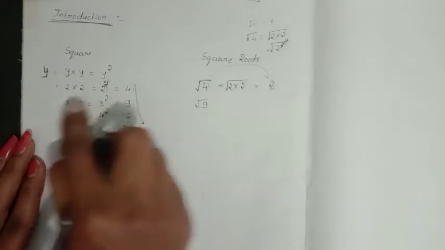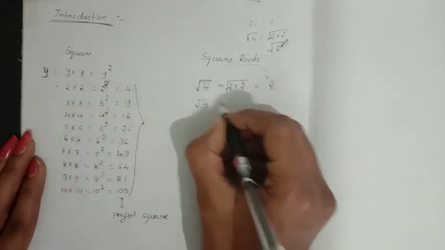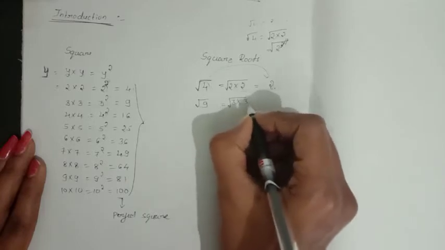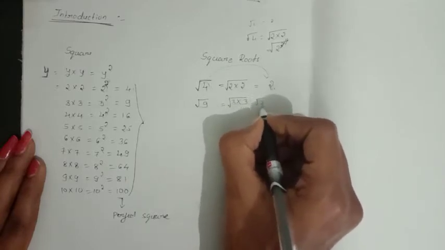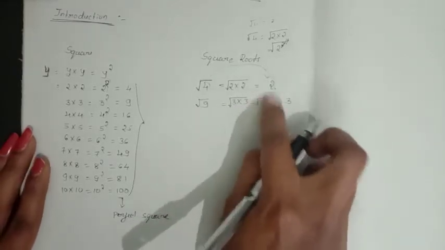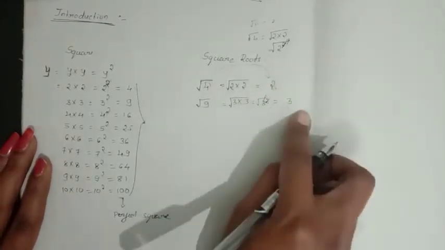Square root of 9 can be written as 3. Square root of 9 means it is 3 into 3, because 3 3s are 9. So it can be written as square root of 3 square. The square root can cancel the square, giving 3. So instead of doing this step, you can directly do it.